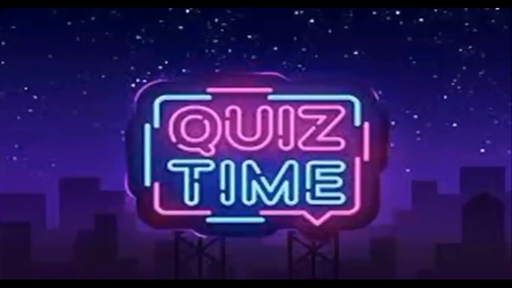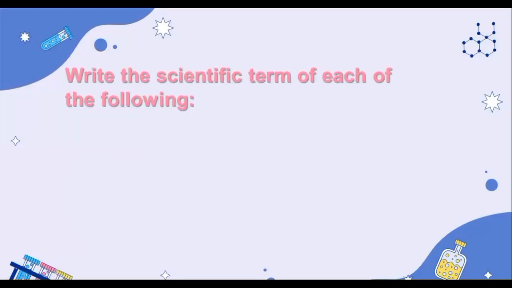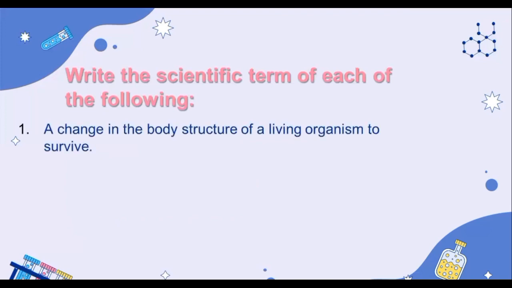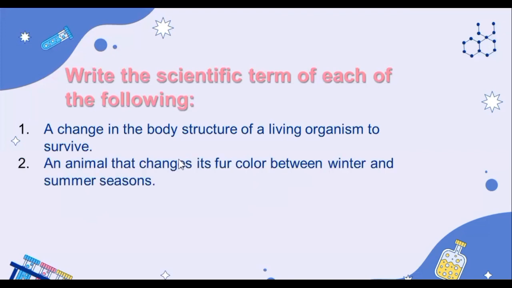Quiz time. Write the scientific term of each of the following. 1. A change in the body structure of a living organism to survive. Excellent. The answer is the structural adaptation، عشان أنا بيتكلم عن change في body structure. An animal that changes its fur color between winter and summer seasons. Excellent. The answer is Arctic fox.